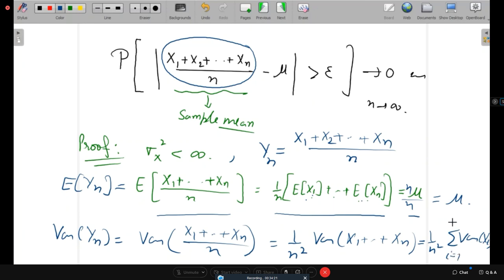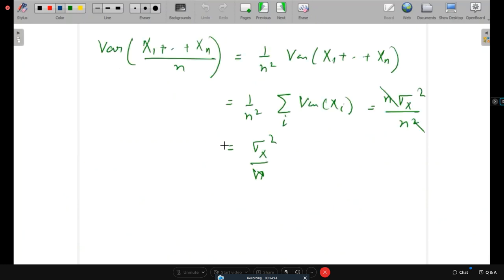I equals 1 to n. But all of them will share the same variance because they have the same PDF. If you denote that by sigma, it is n times sigma square, and it will turn out as sigma square by n. So this is going to be the final one, sigma x square by n. So the variance of Yn is this.